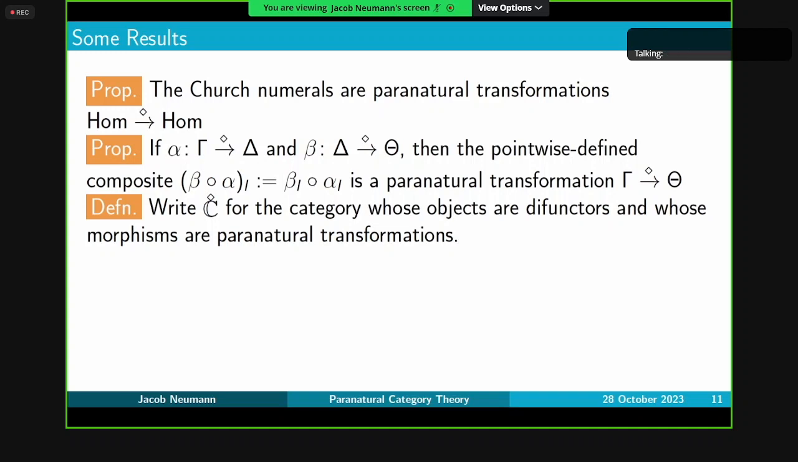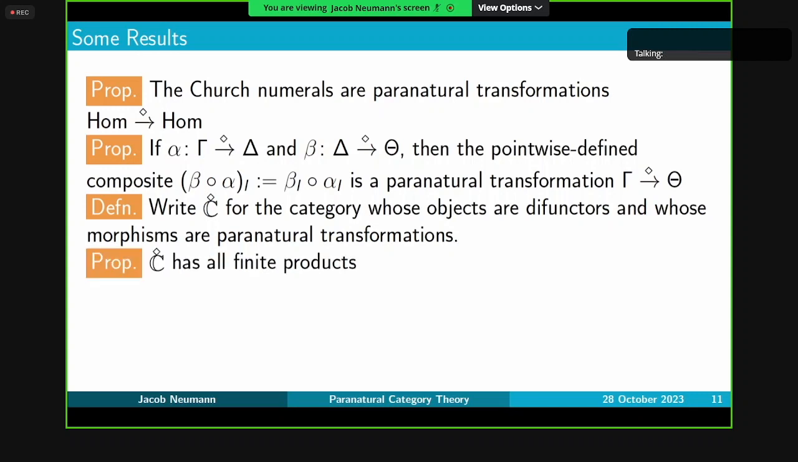So this is again something we couldn't do with dinatural transformations because they didn't compose. But now since we have composition, we can talk about this category that's again analogous to the category of presheaves and natural transformations. And this analogy carries through surprisingly well.